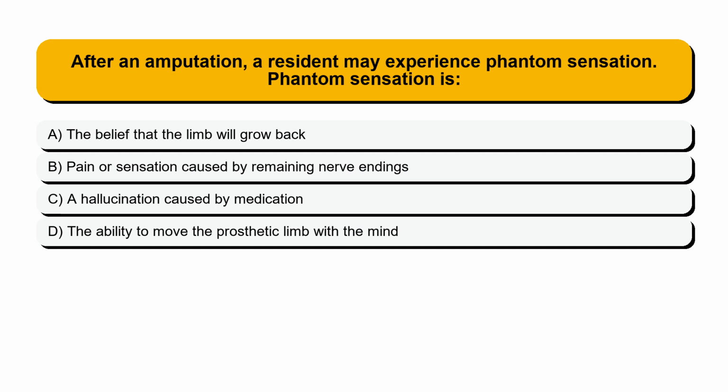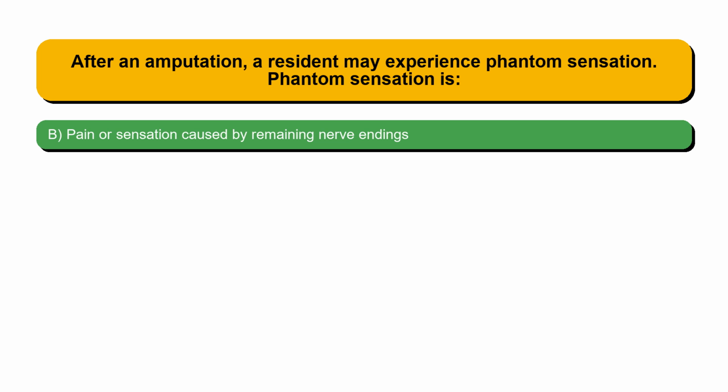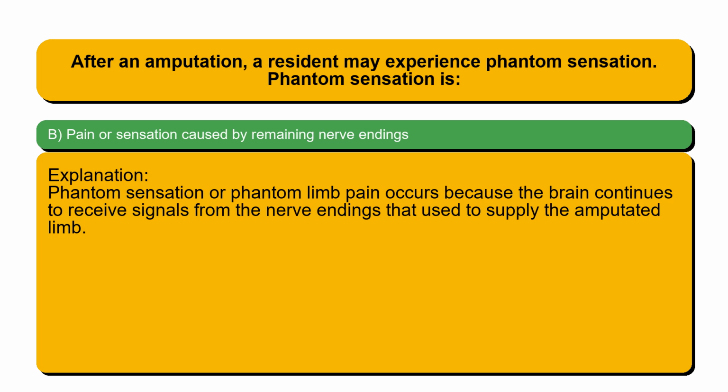Question 70. After an amputation, a resident may experience phantom sensation. Phantom sensation is option A, the belief that the limb will grow back. Option B, pain or sensation caused by remaining nerve endings. Option C, a hallucination caused by medication. Option D, the ability to move the prosthetic limb with the mind. The correct answer is option B, pain or sensation caused by remaining nerve endings. Phantom sensation or phantom limb pain occurs because the brain continues to receive signals from the nerve endings that used to supply the amputated limb.